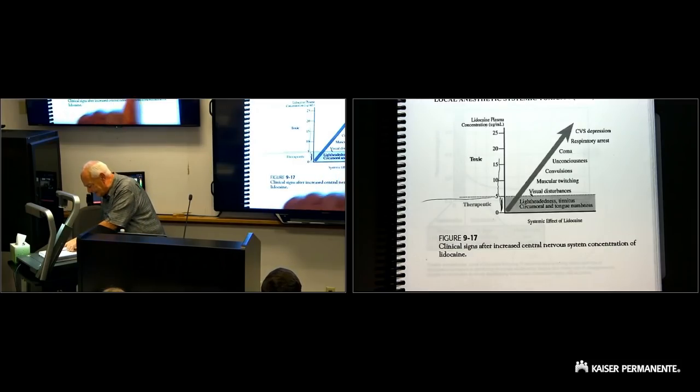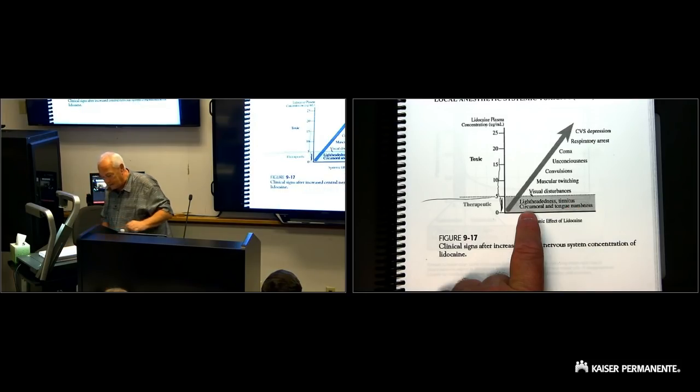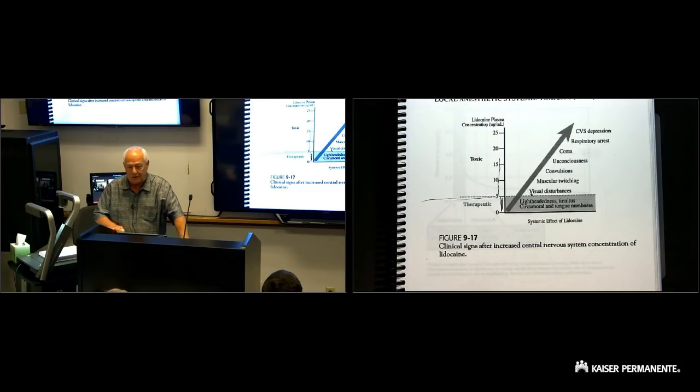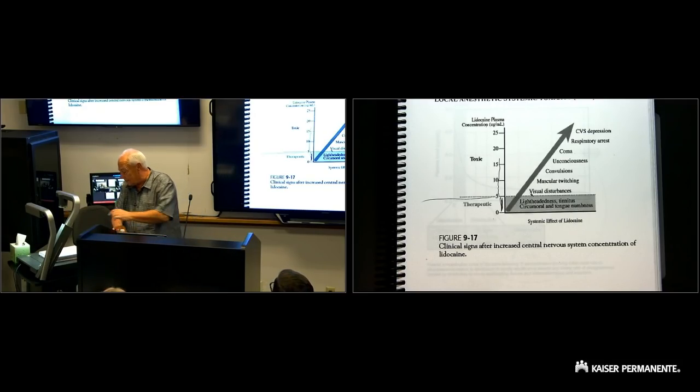See lightheadedness, tinnitus, ringing in the ears, circumoral and tongue numbness. They feel like numbness around their mouth. Their tongue feels like it's big. You ever go to the dentist and get injected, your side of your face seems gigantic? Well, that's how their tongue starts to feel big. They get a metallic taste in the mouth. They know something's weird. They're kind of getting a little bit agitated and lightheaded and excited, etc. And that happens when you start to get around 5 mics per ml.